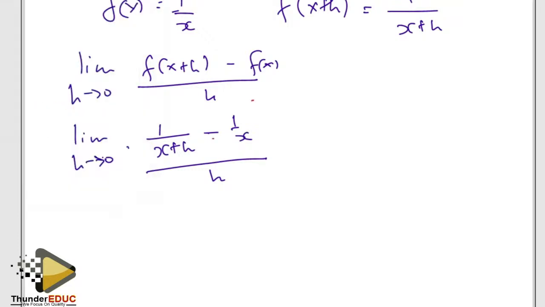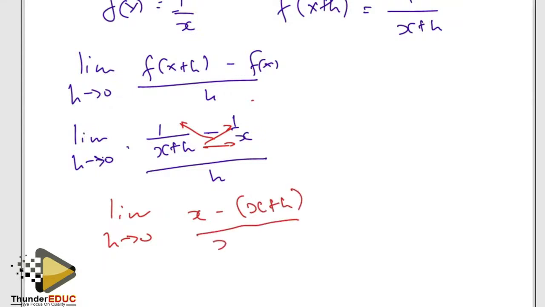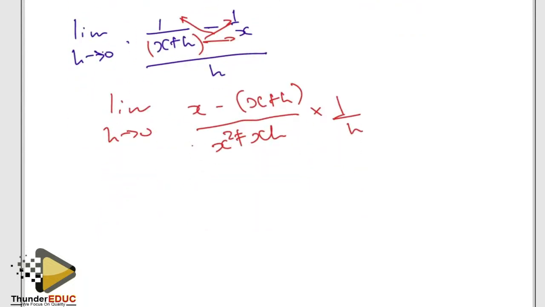So these are fractions. I prefer using the crisscross. Okay, open that up. So I'm going to say limit as h tends to 0, that's going to be x minus this bracket x plus h over this x plus h into x. Why don't I just open it up once? Okay, so that's going to be x squared plus xh, this and that. But then I'm dividing it by h. Open the brackets on top.